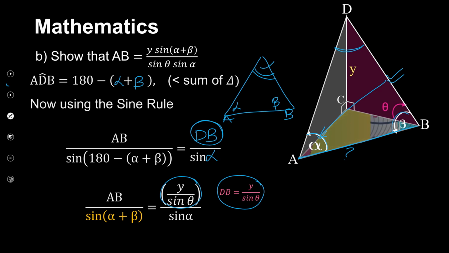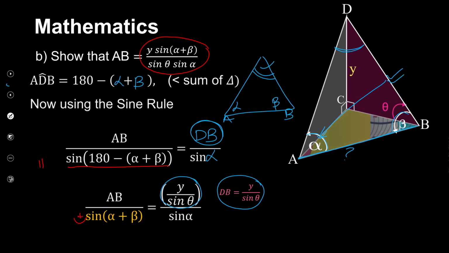At the same time, we realize that sine of 180 minus alpha plus beta can be simplified because this is now the second quadrant. In the second quadrant, sine is positive, so using our reduction formulas, sine of 180 minus alpha plus beta simply gives us sine of alpha plus beta. If you want, you could have put a positive, but because it's in the second quadrant, we need to check the sign, and the sign is positive. So now we have an expression for AB that looks kind of complicated: AB over sine of alpha plus beta equals y over sine of theta over sine of alpha, and we need to make it look like this.